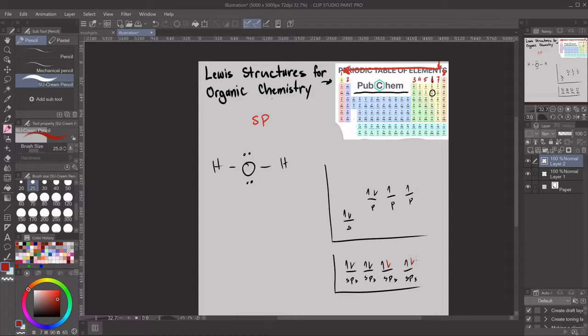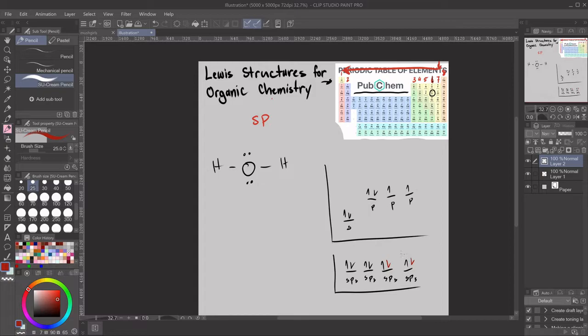You may be wondering, okay, but why don't we make these into p orbitals? Why aren't these electrons in p orbitals? Well, the reason for that has to do with VSEPR and energy theory. That's not how you spell VSEPR. I don't know how you spell VSEPR, I forget. Energy theory and all that stuff.